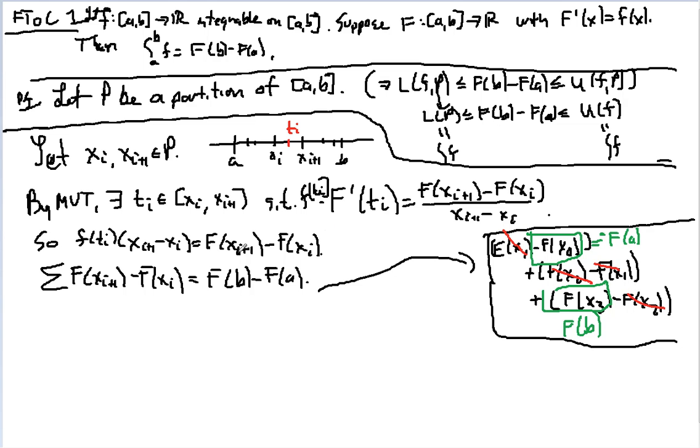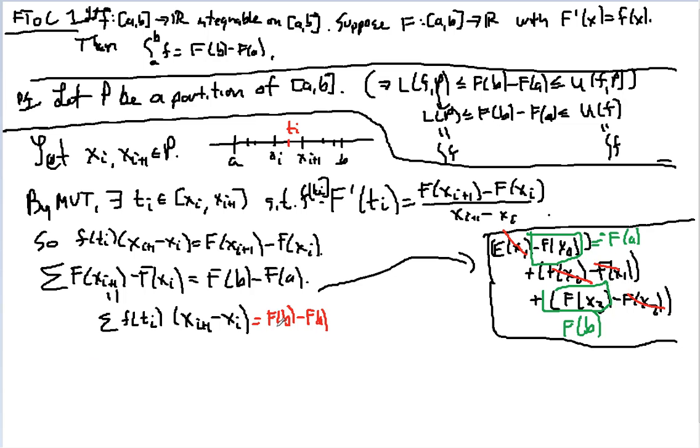But these big F's I can replace with a little f, times the length of this interval. So this is equal to the sum of little f of t_i times x_{i+1} minus x_i. These are equal, and maybe I'll even write this in red. And these are always equal to F of b minus F of a. Why is that? Because that's equal to that, and that's equal to that. That's the telescoping sum where you get all this cancellation.